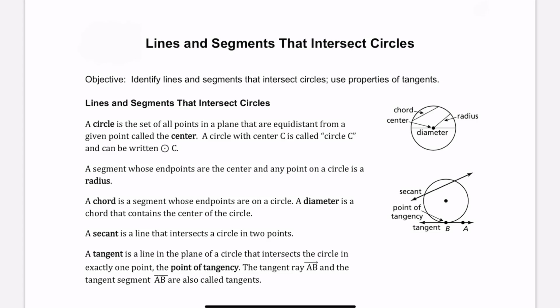Today we're talking about lines and segments that intersect circles. So we're going to identify lines and segments that intersect circles, and we're going to use properties of tangents. Let's just start with some basic vocabulary.